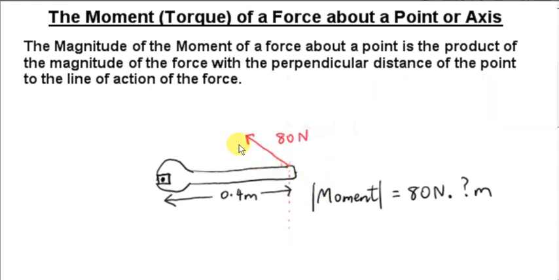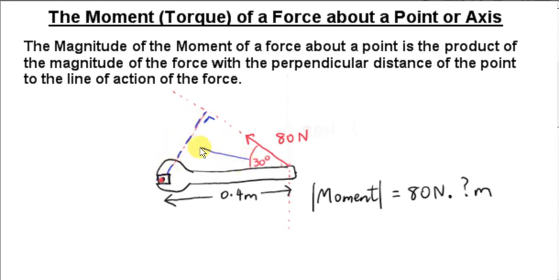Now let's consider this situation here. The same force of 80 newtons is being applied, and this time it's at an angle that's not 90 degrees. Let's suppose that the angle is 30 degrees. So how do we get the moment of this 80 Newton force about this point here? Well, we need to get the perpendicular distance of this point to the line of action of this force. So now the perpendicular distance is this distance here.